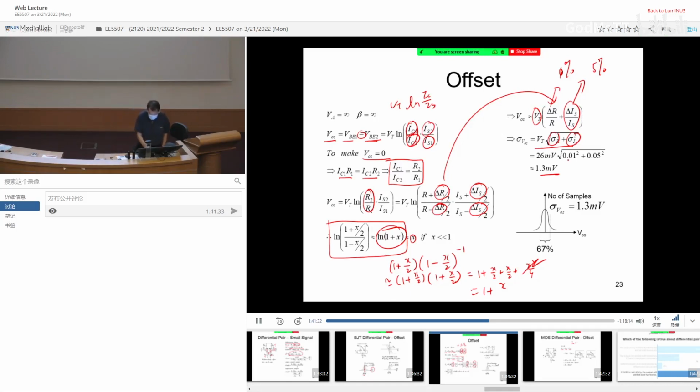So you put 1% here, 5% here, and then you multiply by VT, it turns out to be about 1.3 millivolt. So that tells you 67% of the sample will exhibit an offset voltage of 1.3 millivolt. That is how you calculate it. I remember during the workshop, somebody asked me, can we calculate? Yes, you can. So this is one example illustrating how you calculate it.